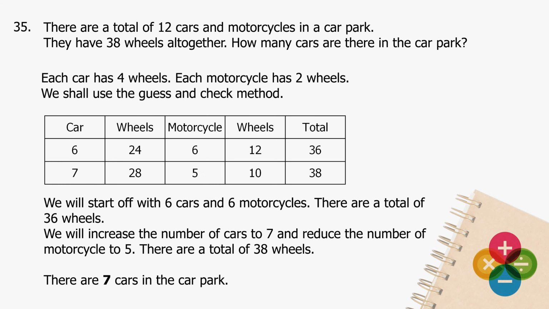We will start off with 6 cars and 6 motorcycles. There are a total of 36 wheels. We will increase the number of cars to 7, and reduce the number of motorcycles to 5. There are a total of 38 wheels. There are 7 cars in the car park.